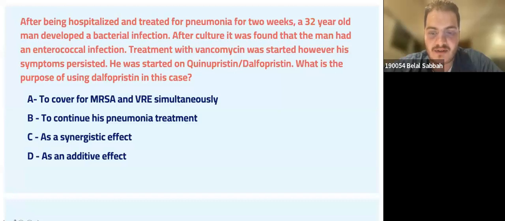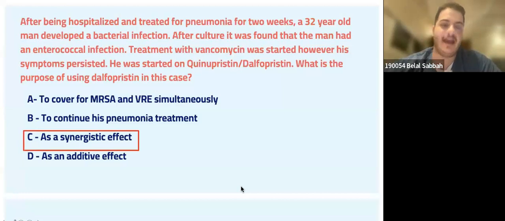Any other options? C, as a synergistic effect. A. Okay, so again, C is the correct answer. However, A is also correct, but it's correct technically. But in this question, they were looking for what is the purpose of using dalfopristin. So when the doctor added dalfopristin, this is why pharmacology can be tricky, right? They like to play with words. This is not a question I made up. Like this is a question from one of the question banks somewhere. So this is sometimes how they ask questions. So you really have to think, okay, what are they asking?